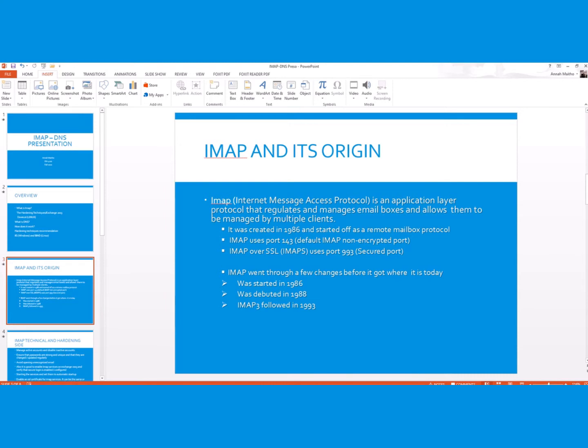IMAP uses port 143, which is a non-encrypted port. IMAP over SSL or IMAPS uses port 993, which is a secure port. IMAP went through a few changes before it got where it is today.